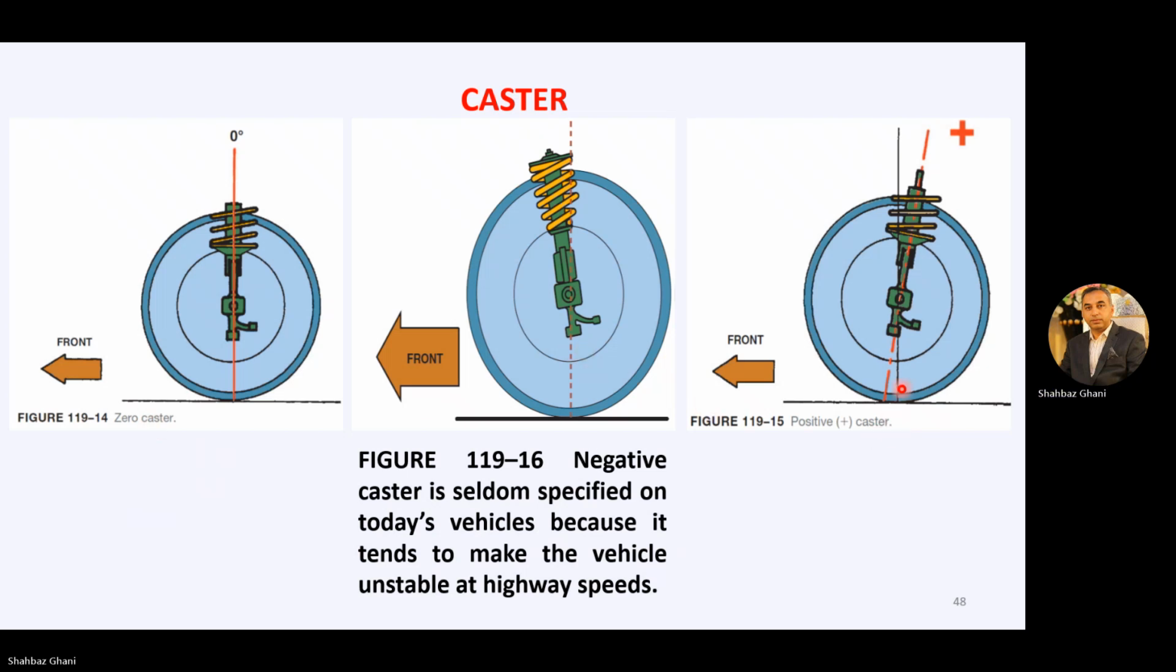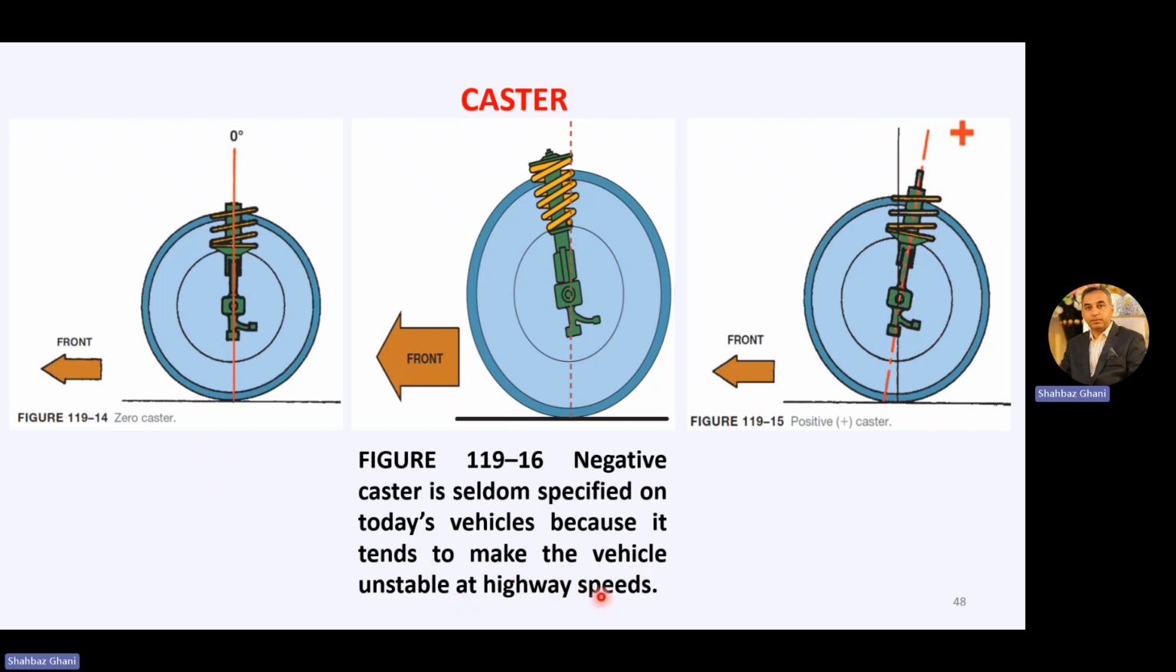In this, we have this vertical axis and the steering axis is like this. It is tilting rearward. If this is the front of the vehicle, then we call it positive caster. If the steering axis is tilting forward in this front direction, then we have negative caster, which is seldom specified on today's vehicles because it tends to make the vehicle unstable at highway speed.